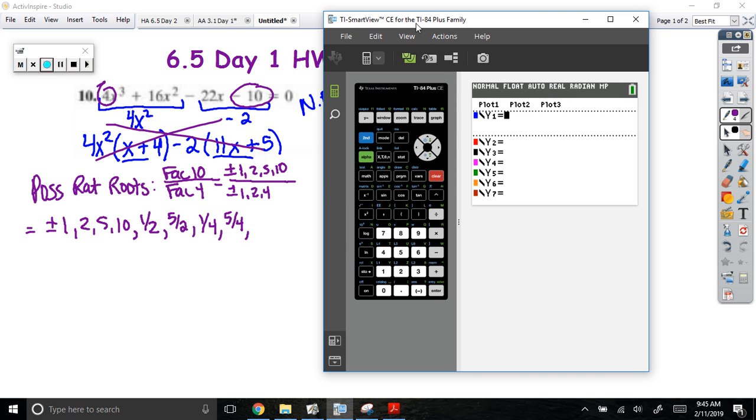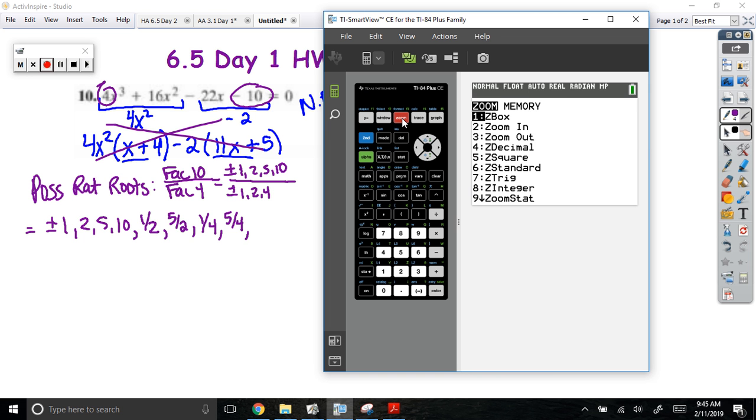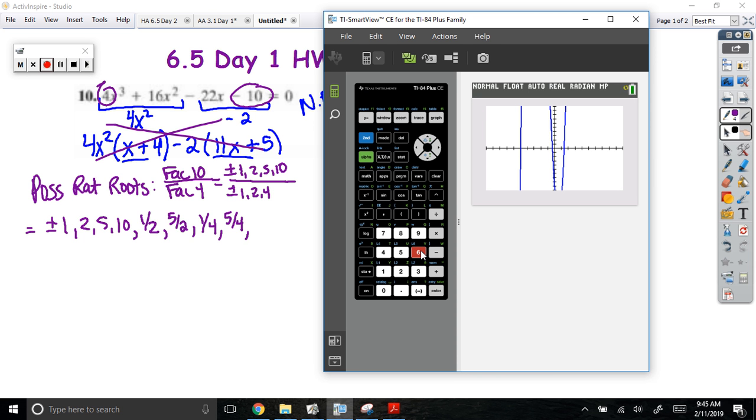And in my graphing calculator, I'm going to press my y equals button and I'm going to type in my function, 4x to the third. And you can either use your graph or your table. So I'm going to go to Zoom 6 and see if I can notice any of these that it goes through. And we should see that at negative 5, it is going through perfectly.